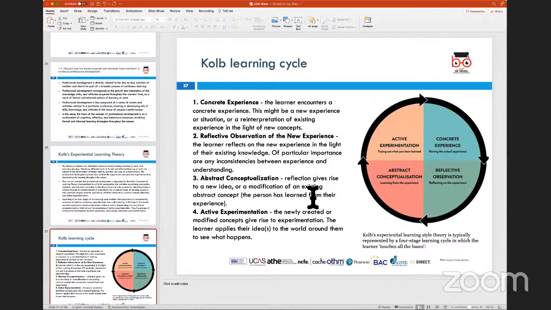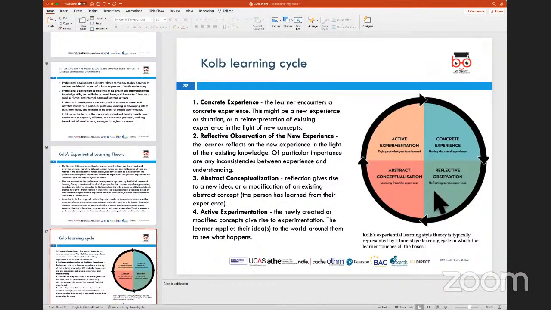Similarly, abstract conceptualization talks about reflection that gives rise to a new idea. That means a person who would have learned from their experience and then would like to put into practice what they have learned, and that would be by constructing different ways through which they would experience that or go about doing an activity.